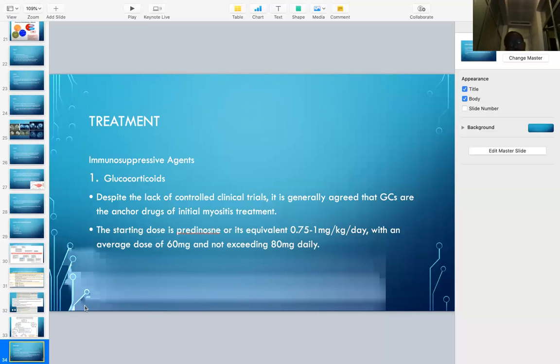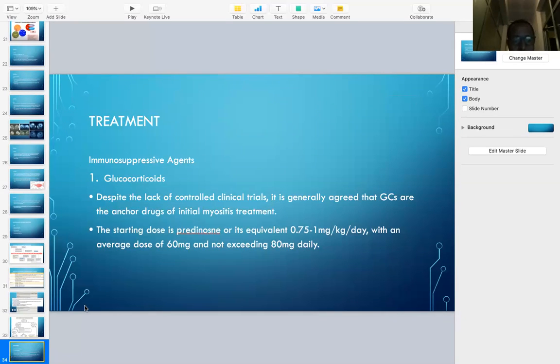So coming to the treatment, myositis treatment is not guideline-based. Because of the rarity of the disease, it's very difficult to find large RCTs for this kind of disease. But there is accumulated experience from case series and cohort studies, and we have guiding literature evidence for treating this group of patients.